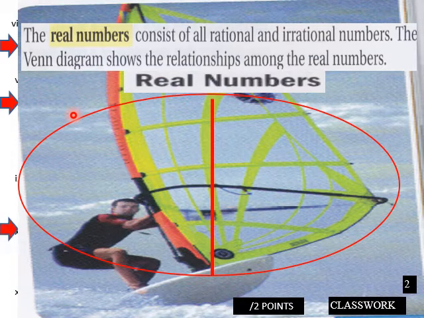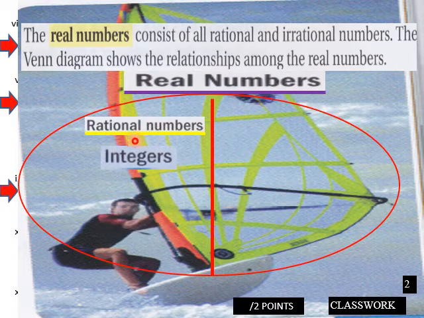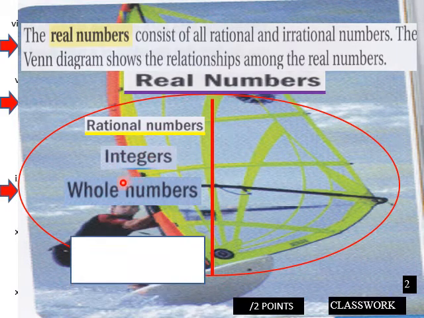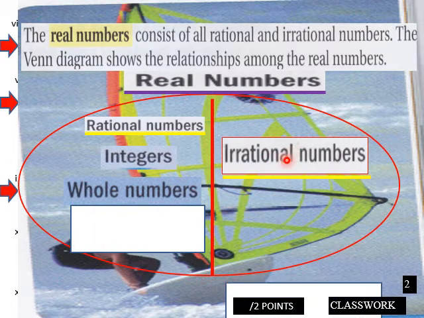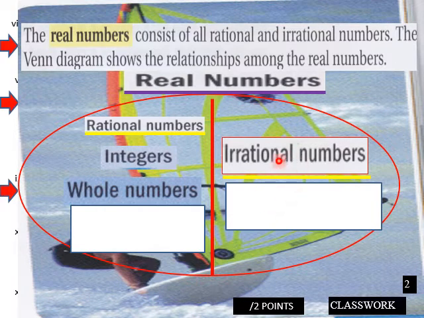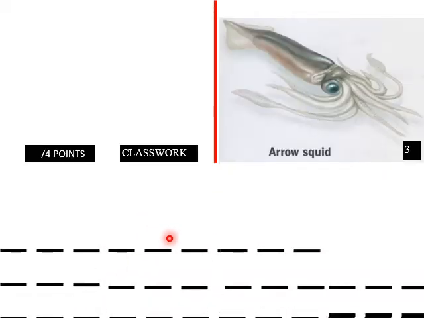The Venn diagram below shows the relationship among real numbers, so we have rationals over here, which contain integers, whole numbers, and then, teachers, you can write in more here. And then irrational numbers are numbers whose decimals don't repeat and don't terminate. So that would be irrationals. They're like pi, for example. Okay, into our first example here.